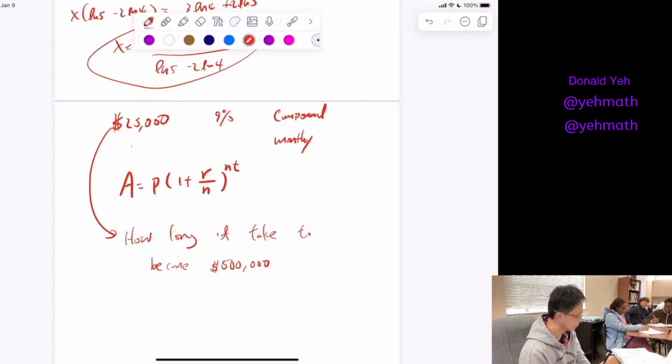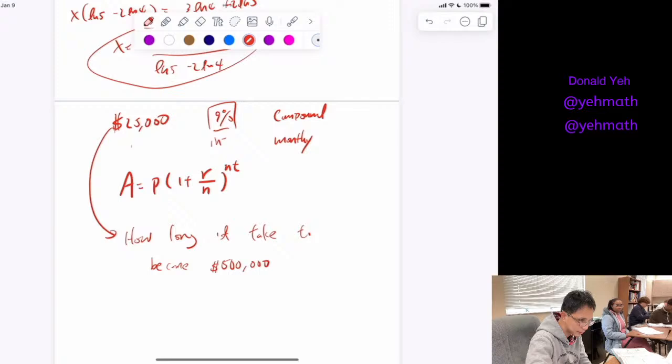What fraction? What is the number next to your 25? 25,000. The rate is 9% interest. Oh, so this is a 9% interest.